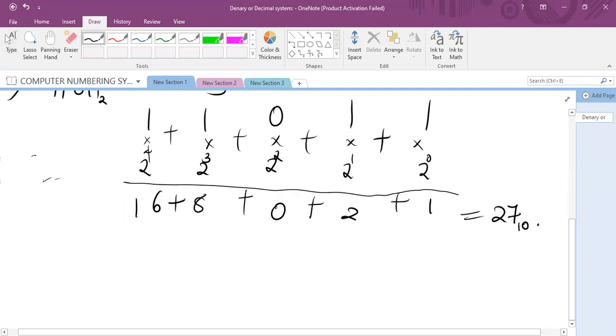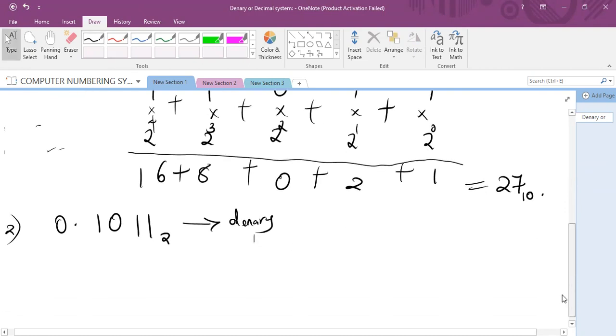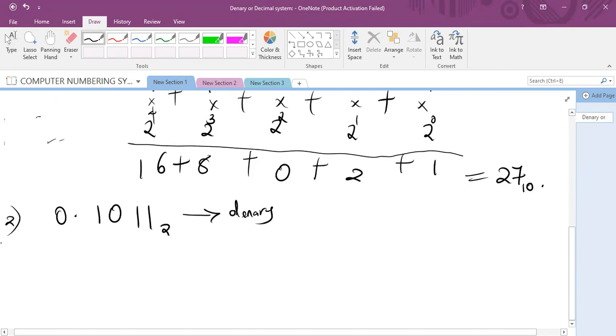Let's take up another example. So let's say you're given your binary number in decimal form. You have 0.1011 to base 2, and then you're being told to convert it to denary. So we are going to write it down. We start from 0.